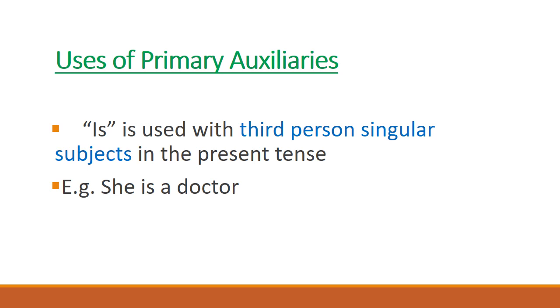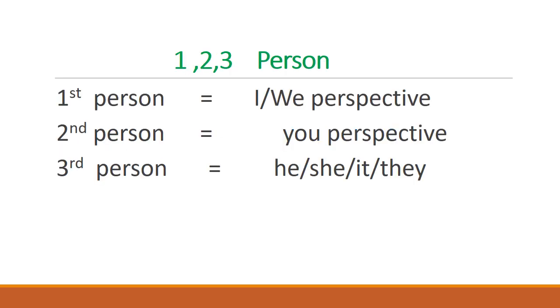So let's see what third person is. There are three main types: first person, second person, and third person. First person is the I or we perspective. Second person is the you perspective, and third person is he, she, it, they. This is the first, second, and third person perspective.